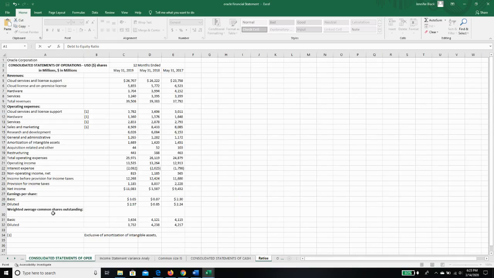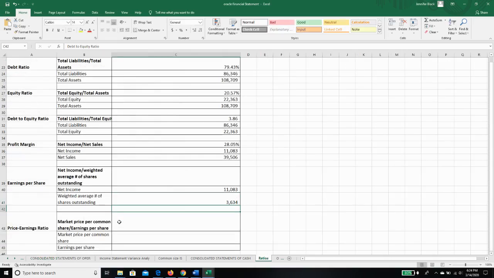If you look at the very bottom here, it tells us the weighted average common shares outstanding. There's basic and diluted. We are only going to use basic. So I'm going to highlight our basic weighted average common shares outstanding. And then I'm going to take our net income and divide it by our weighted average number of shares outstanding. And I get $3.05. So when you divide our net income by the number of shares, each shareholder earned $3.05.